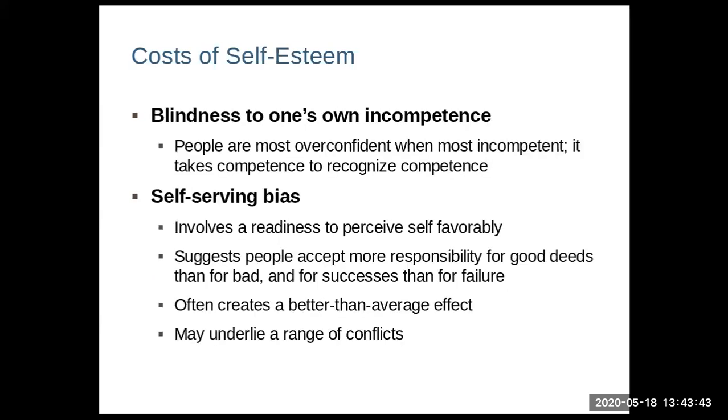So in this case, you could be blind to one's own incompetence. Again, the president thinks he's perfect at everything, and if anything goes wrong, it's not his fault. So the people that are most overconfident are when they are most incompetent. And we see this in his speeches, in the way that he delivers things. Of course, you don't have to believe me, but the proof is in the pudding. It takes competence to recognize competence. And some people who just think that they're the best at everything, they don't recognize it.